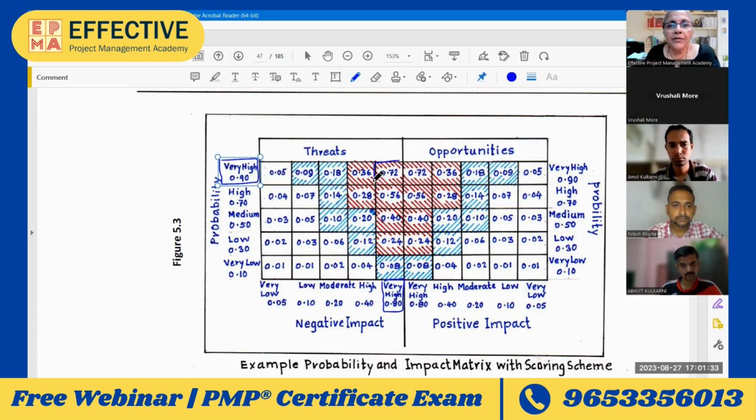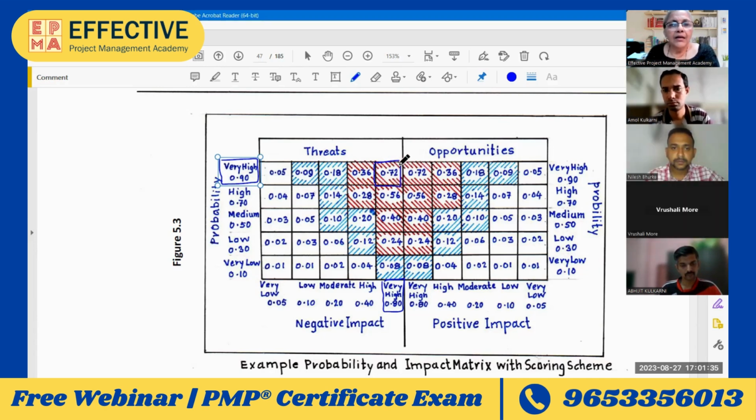In other words, what it is saying is, if the value of your risks is residing in this red zone, you need to focus really well, plan well, monitor well, take actions really carefully on those risks.